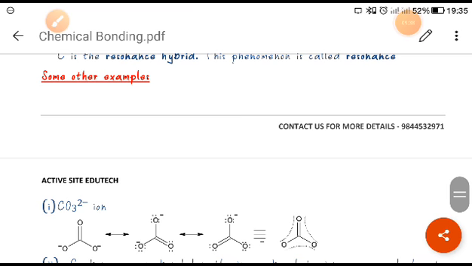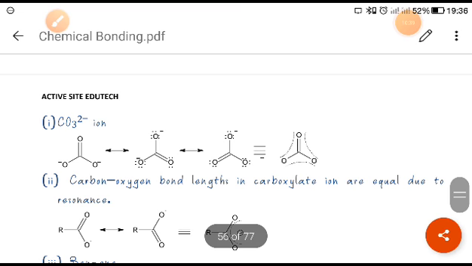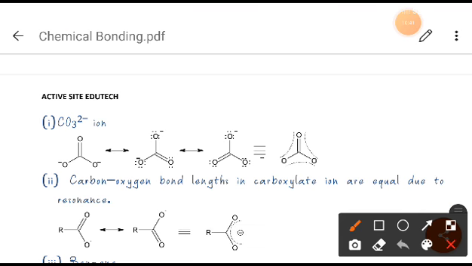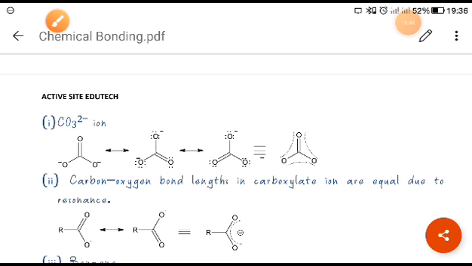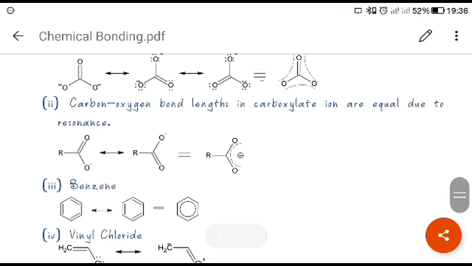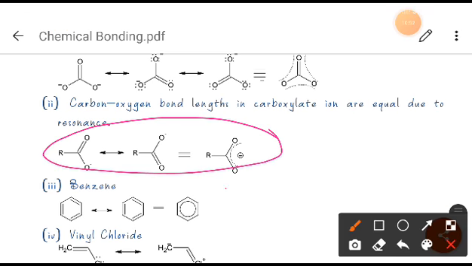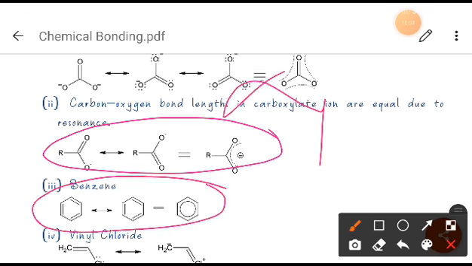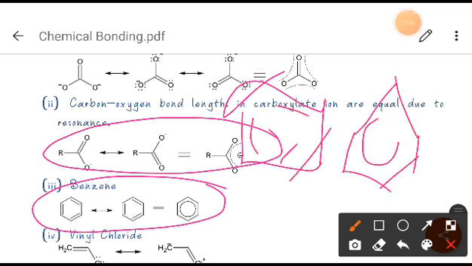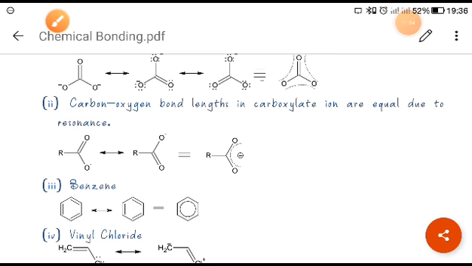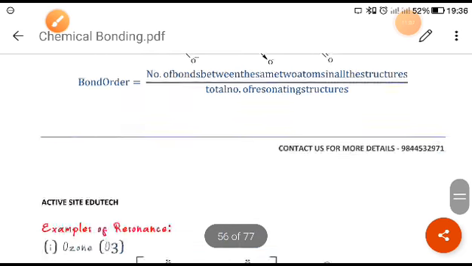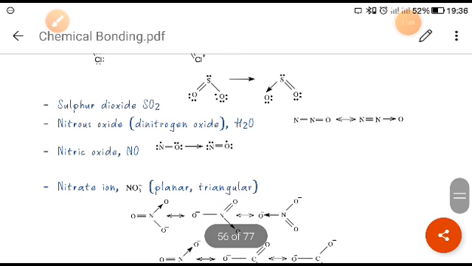So some of the resonating structures are given here. As you can see, the resonating structures of CO2 minus, CO3 2 minus. So like this, like this, and like this. This is the resonating structure of CO2 minus. After that, carbon and oxygen, it is like this. Benzene is like this. Sometimes we write benzene like this also, right? So as you can see, this is the resonating structure of benzene. After that, vinyl chloride. There are so many examples, as you can see.